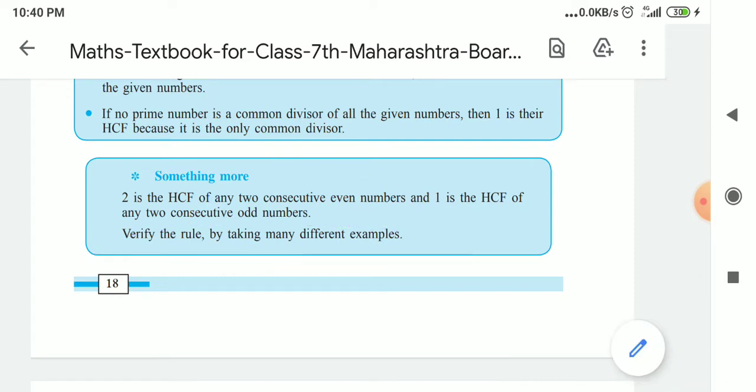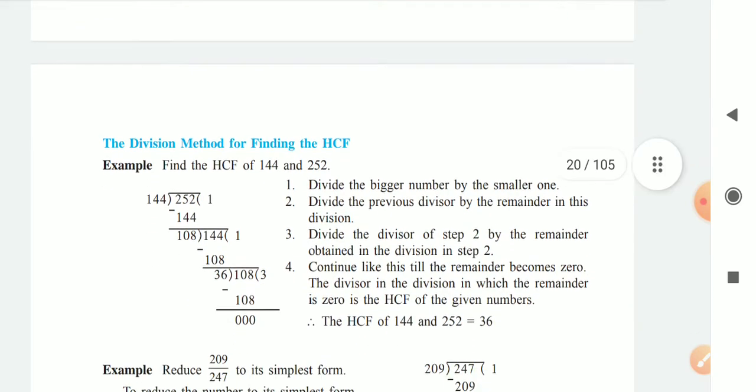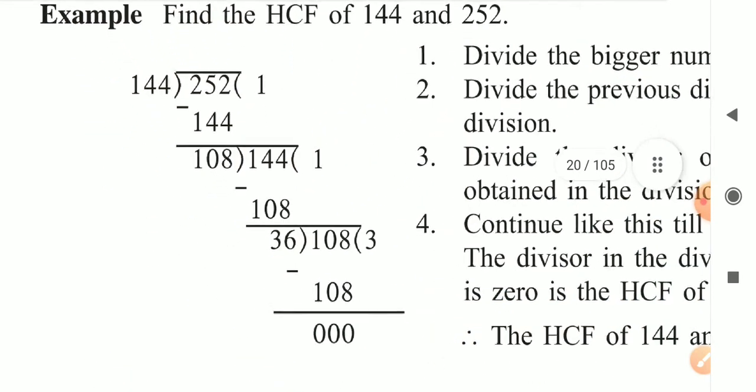So just now I told you some examples. Note down those examples in your notebook. Now we are going to see the division method for finding HCF.